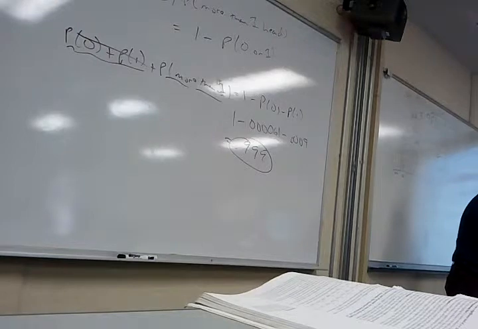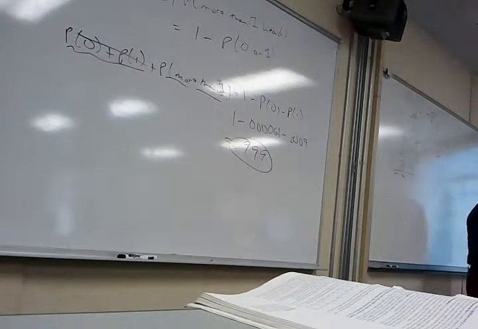Okay. So again, you do n times p times q. That's the variance. And we know the standard deviation involves a square root. So take the square root of that, and that's my standard deviation, 1.871.